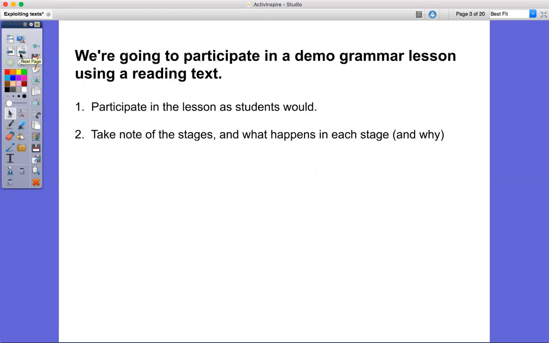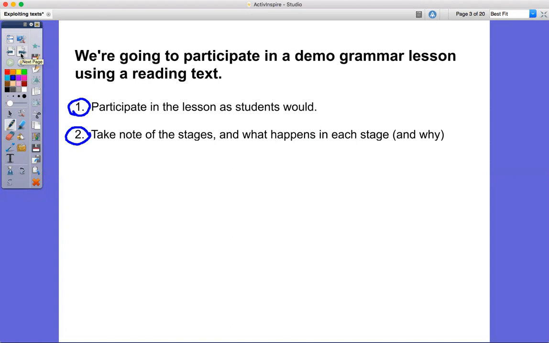The next stage is when you tell the teachers that you're going to do a demonstration lesson using a text, exploiting a text for grammar. So you need to tell the teachers that they have 2 things to do. One, they participate in the lesson as students would. And 2, they need to take notes of the stages and what happens in each stage and why. Exactly the same as you did in your training week. So again, they are students, so they participate in the demonstration lesson, but they are also reflecting as teachers.